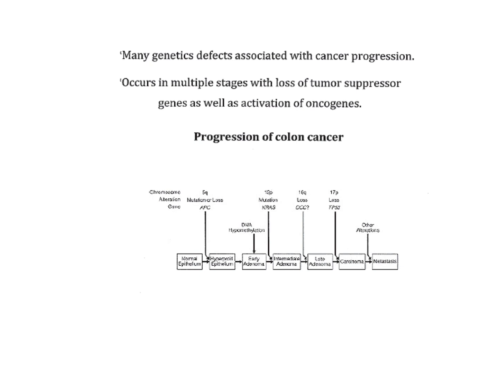So at the beginning you have a mutation in APC, which is actually a tumor suppressor, and then you get DNA hypermethylation, so there are some changes in the structure of DNA. Then you get mutations in RAS. Then you get loss of another gene called DCC, which stands for deleted in colorectal carcinoma. Then you get a loss of P53. Then they say there are other alterations that take place, and the cells eventually metastasize.